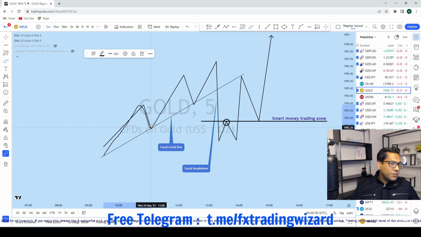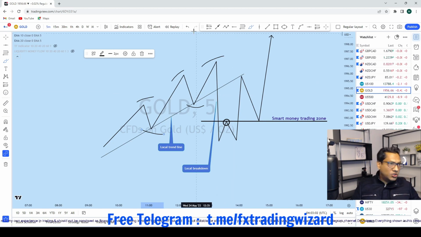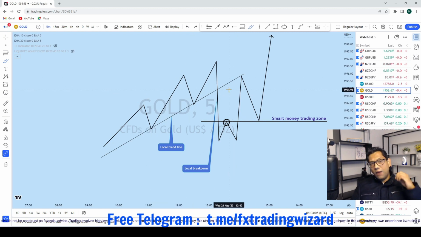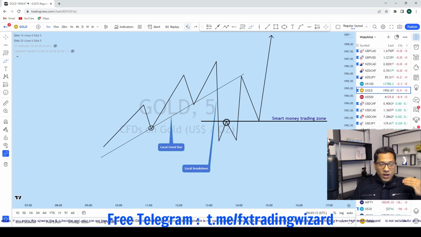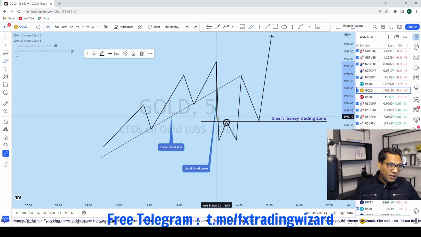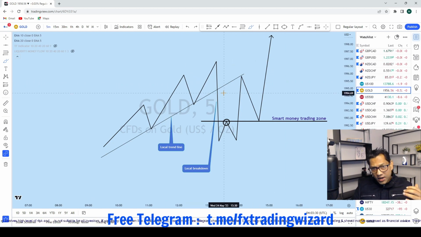When you see a market moving, creating a series of higher highs and higher lows, which we call an uptrending market structure, and respecting a level, that is what we call a trend line. Now once you see that trend line, at some point you could see that this trend line is broken, and this is where the impatient retail traders are caught up, because when the market breaks the trend line, this is a local trend line. Why is it local?